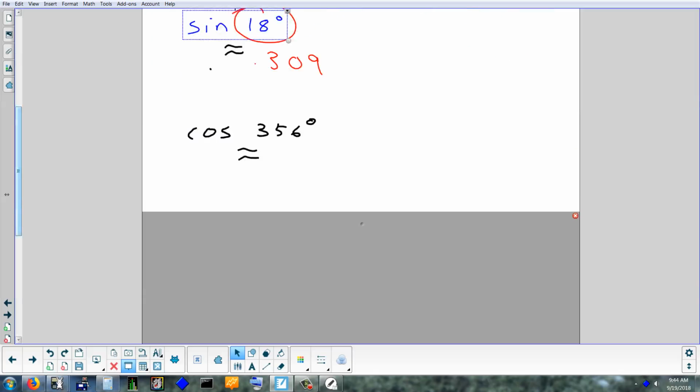Okay, let's try this one. 356. Is that a multiple of 30? No. You're not going to do 30 times anything and get 356. How about 45? No. I thought we just type it right into the calculator. Well, what I'm doing is going through the thought process in my head. I'd say, okay, is this a problem I should be drawing a circle for, or is this a problem I should type into the calculator?